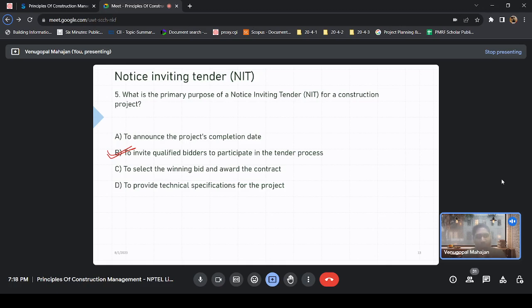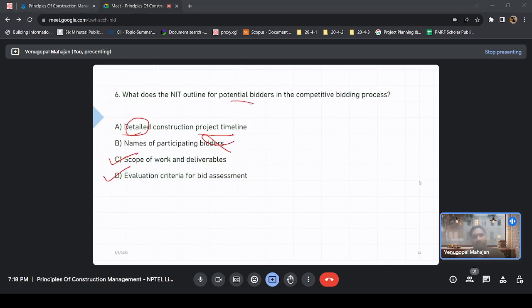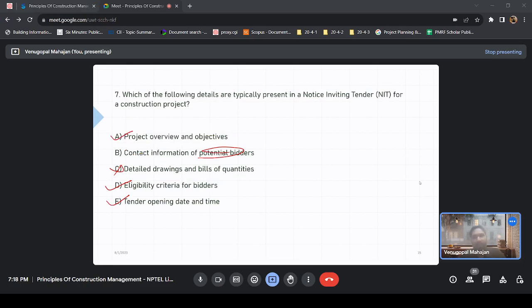But if you are in the position of authority for some big project like a metro, airport, or tunnel, you would want companies from all over the world, experts from all over the world, coming in and showing interest. So you can see that there is a wide scope even for the target audience of NIT. Why is it done? To invite the qualified bidders. Then what we have here is the scope of work and how the bids are going to be evaluated. Obviously we also have to include the tender opening date and time, so that they know that, okay, till this date we have to wait.